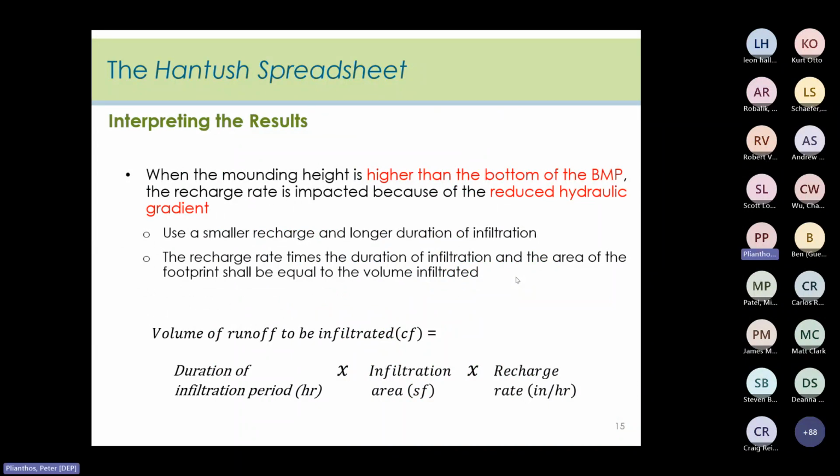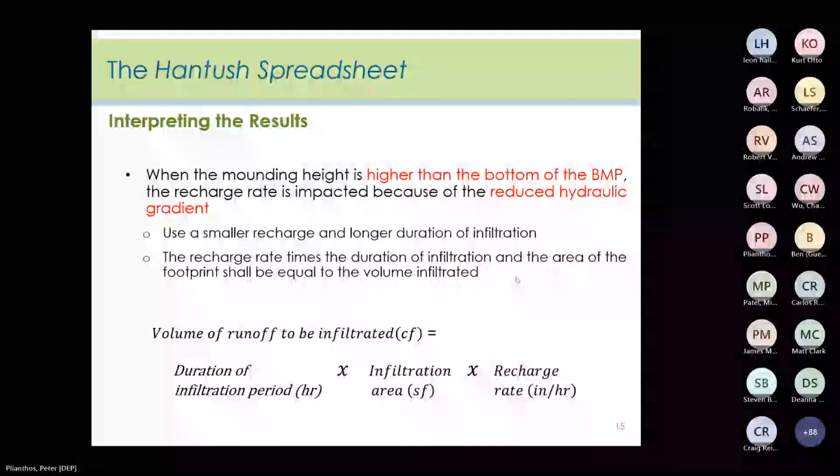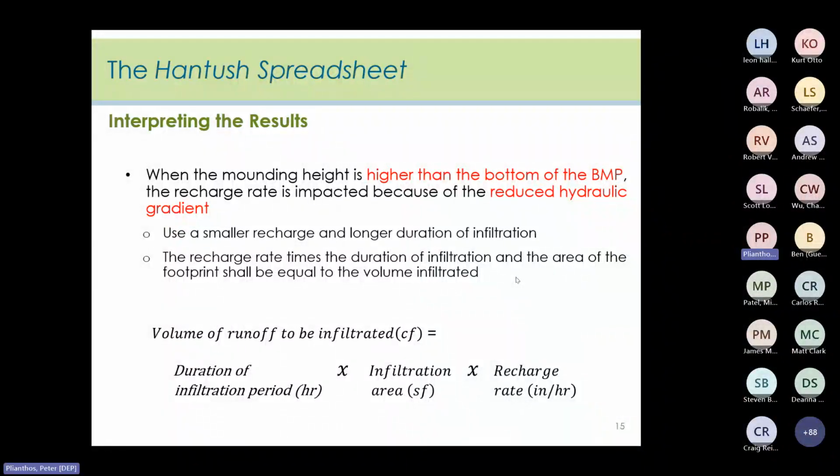You cannot just use the result from the spreadsheet as it appears. The results have to be checked against the physical constraints of the design. If you get a resulting mounding height that is higher than the distance between the base and bottom in the seasonal high water table, you do not get an artesian condition. It means the recharge rate is adversely impacted by a reduced hydraulic gradient and will be slower. That means you'll have to run the spreadsheet again after you make some changes.